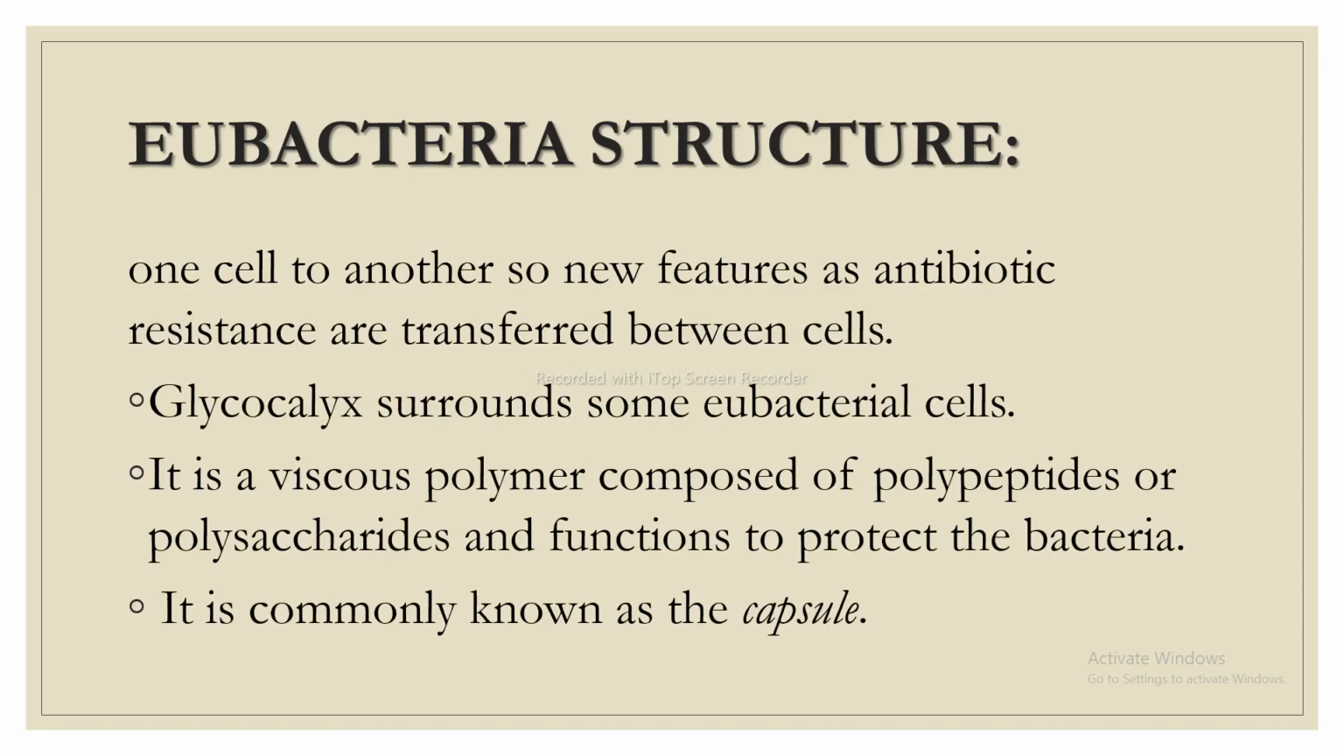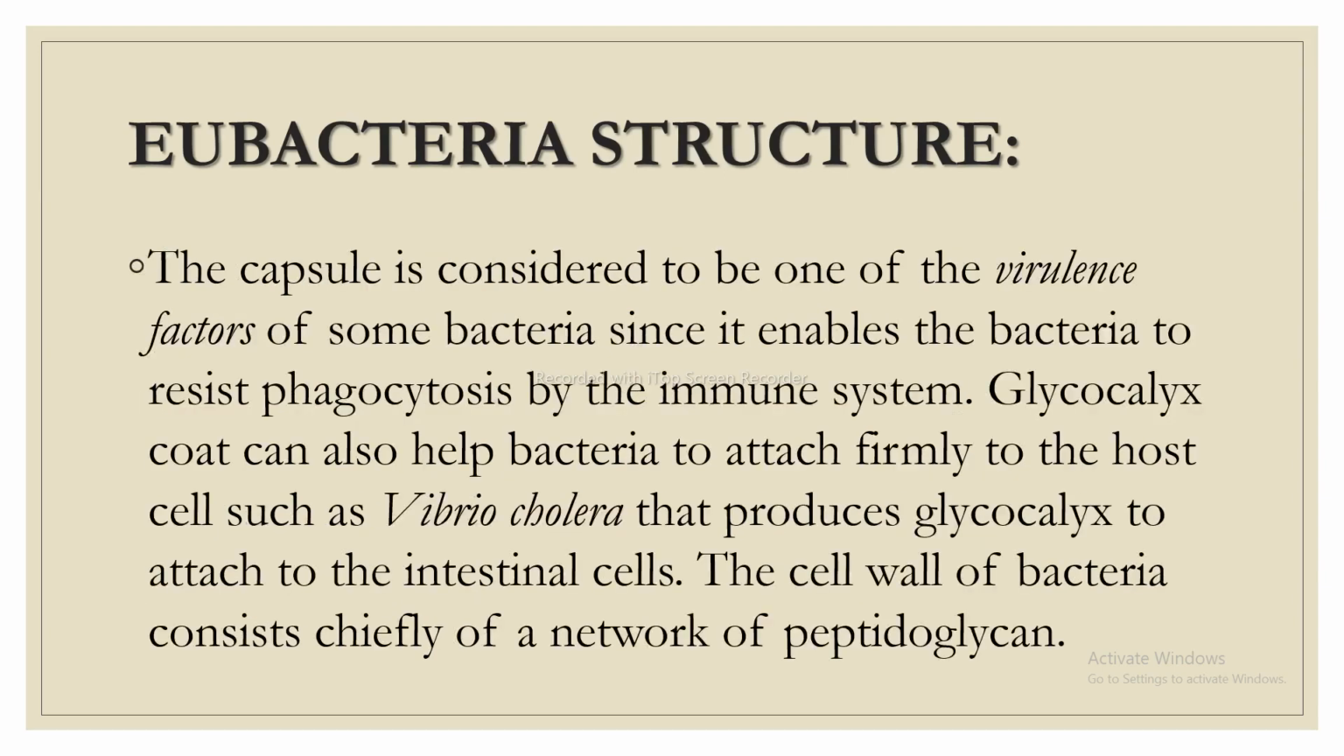Glycocalyx surrounds some eubacterial cells, and it is a viscous polymer composed of polypeptides or polysaccharides that functions to protect the bacteria, so it is commonly known as the capsule. The capsule is considered to be one of the virulence factors of some bacteria, since it enables the bacteria to resist phagocytosis by the immune system. The glycocalyx coat can also help the bacteria to attach firmly to the host cell, such as Vibrio cholerae, which produces glycocalyx to attach to the intestinal cells.